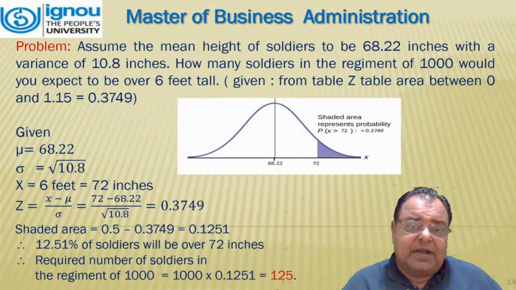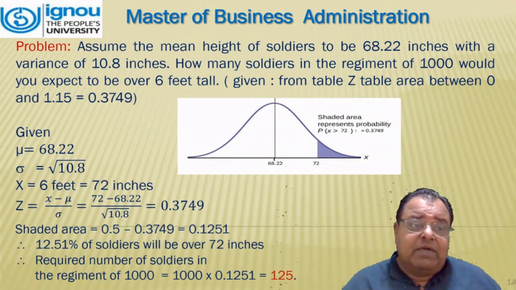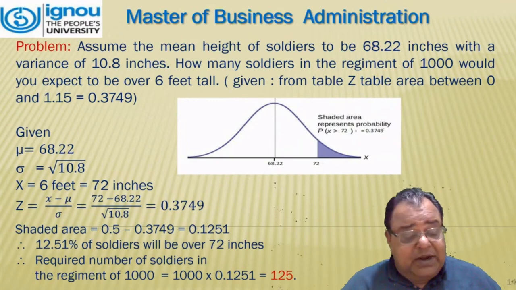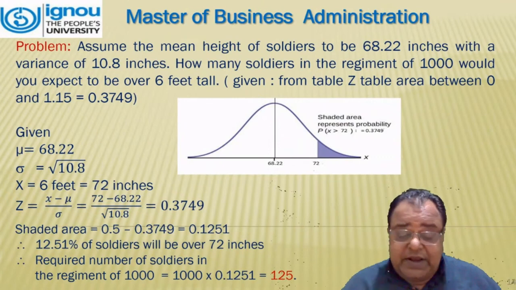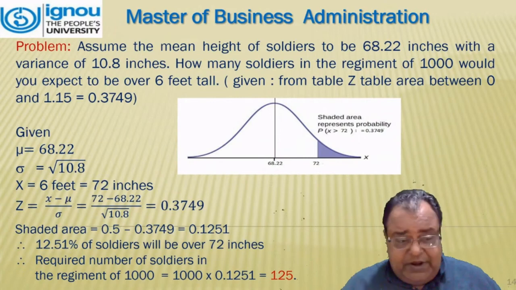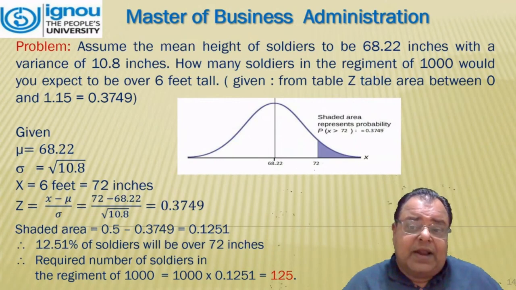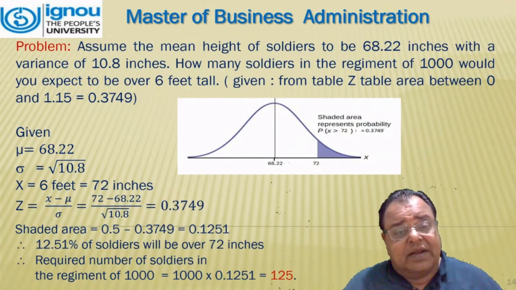We have the mean height, which is represented by mu, that is 68.22. You are given the variance. Variance is denoted by sigma squared, which is equal to 10.8, and we are going to take its square root as the standard deviation, because we need the standard deviation. Standard deviation is the square root of variance. Now, you have a regiment of 1000 and you are to calculate how many soldiers you expect to be over 6 feet.